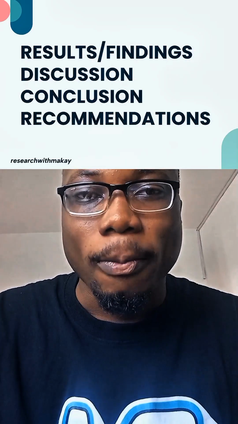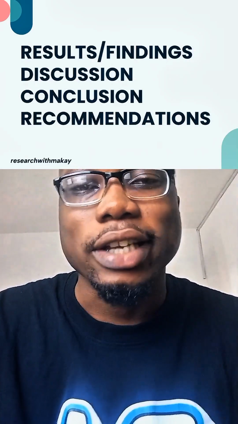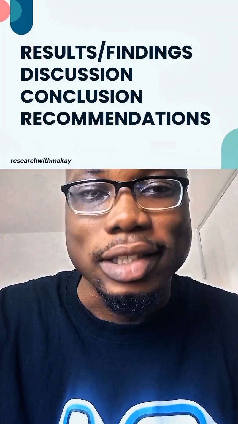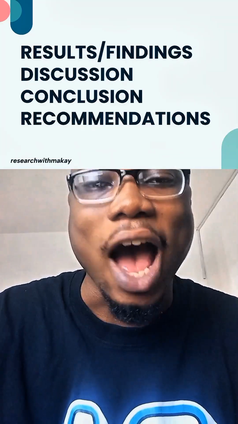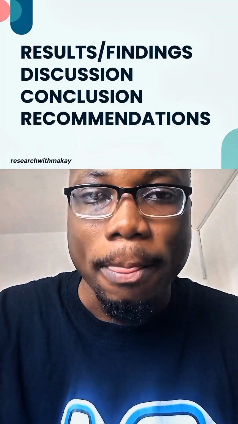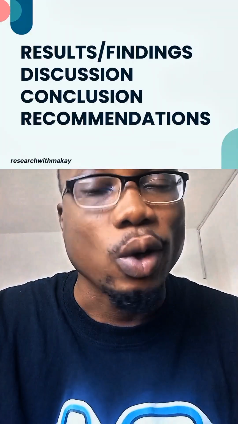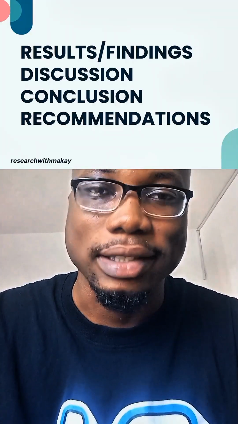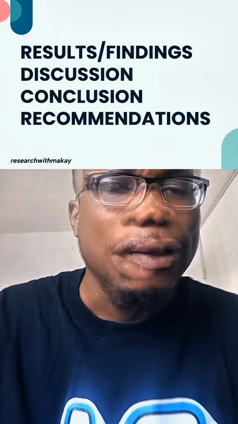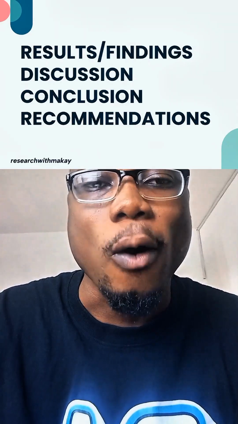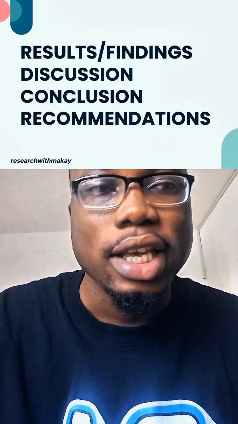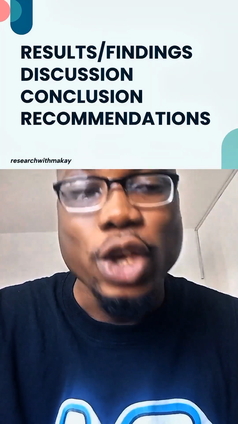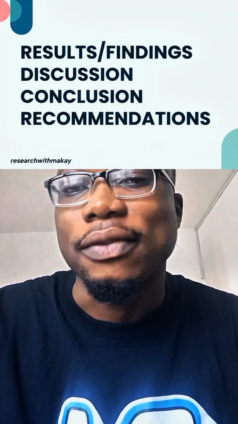And step 2, organize by research questions or hypotheses. If you've stated some hypotheses or research questions, this is how you are going to use them. The easiest way to structure your results section is to follow the same order as your research questions or hypotheses. If your first question was, does smartphone use before bed affect sleep quality? Your first result should answer that question directly. Then you move on to the next question or objective in that order.